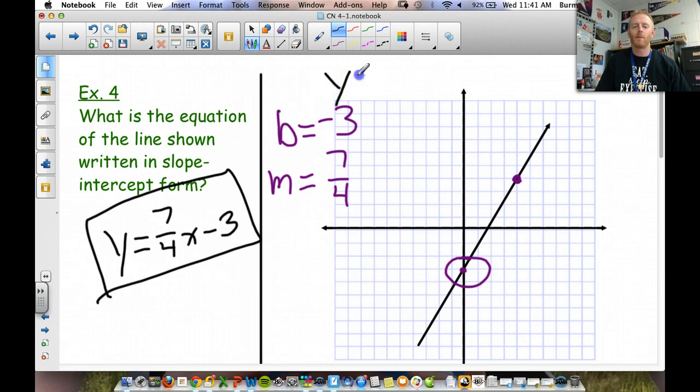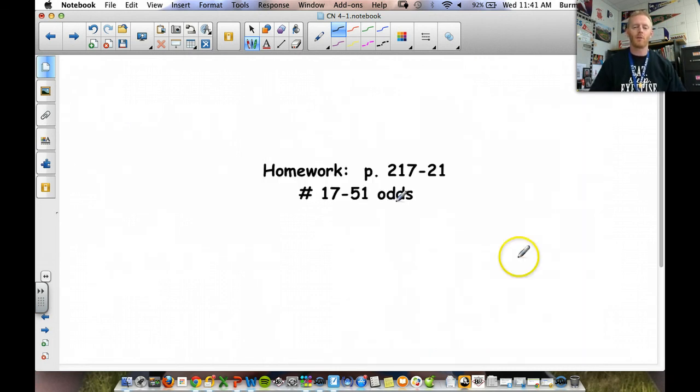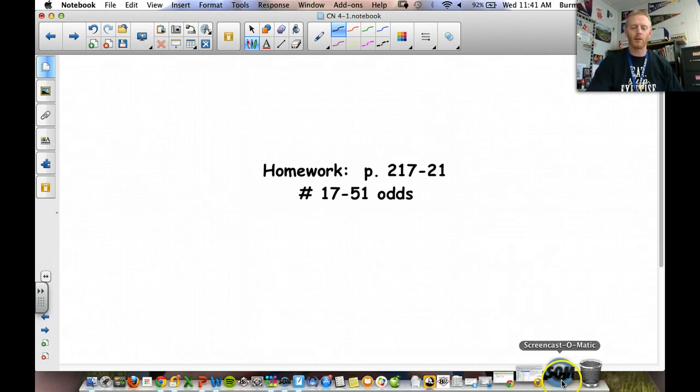Remember, slope-intercept form, y equals mx plus b. It's on a poster around the room. Make sure you check it out. This is your assignment. Do work, kids. Do work. Check it out.